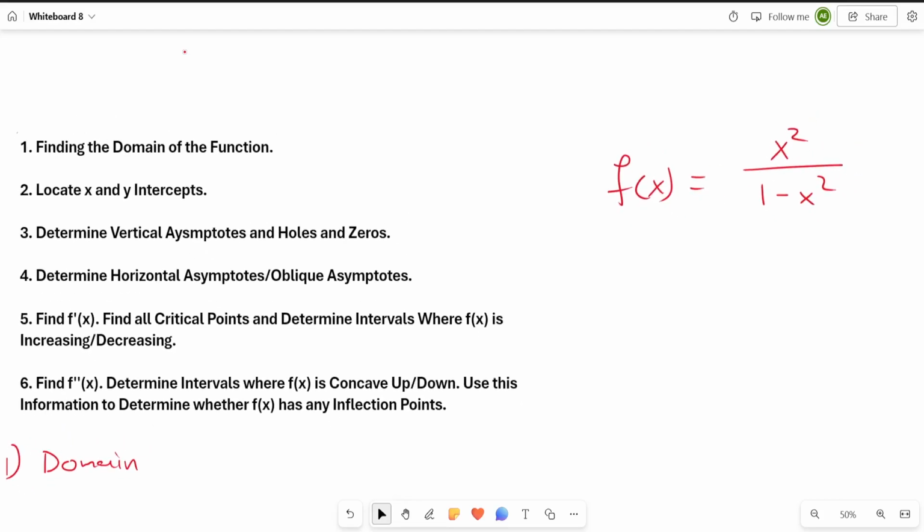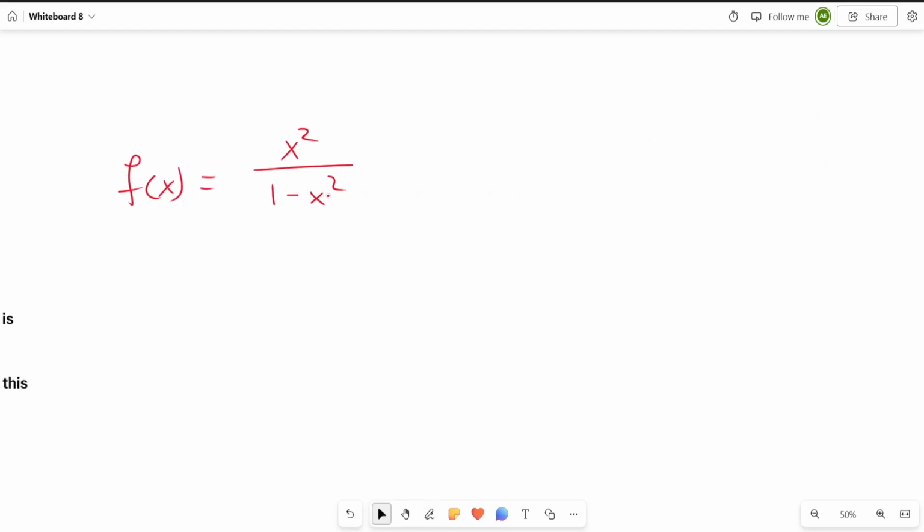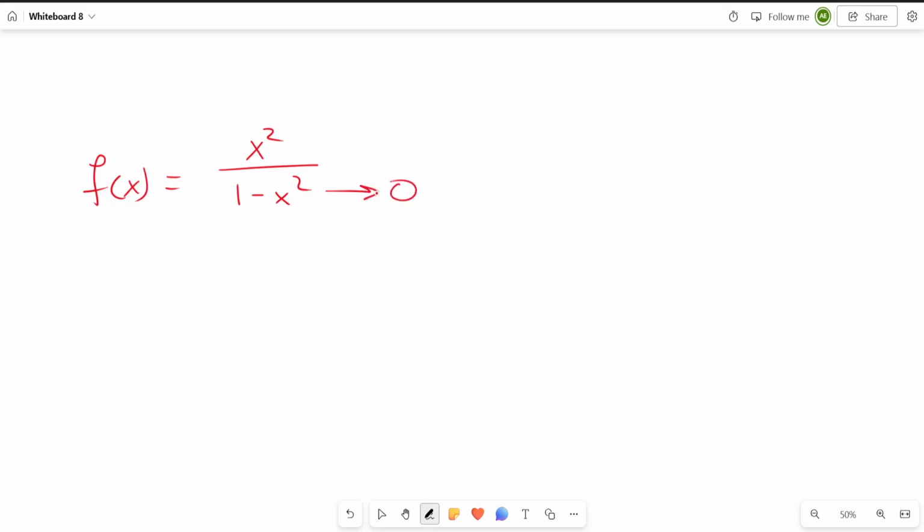So over here, domain is basically the values of x that the function can take without violating or without having an undefined value. So what value of x over here would make this whole function undefined? I know that if I have a rational function, if the denominator is 0, then the whole function cannot work. Am I correct? So let me find what value of x will make the denominator 0. So I'll set my denominator to 0.